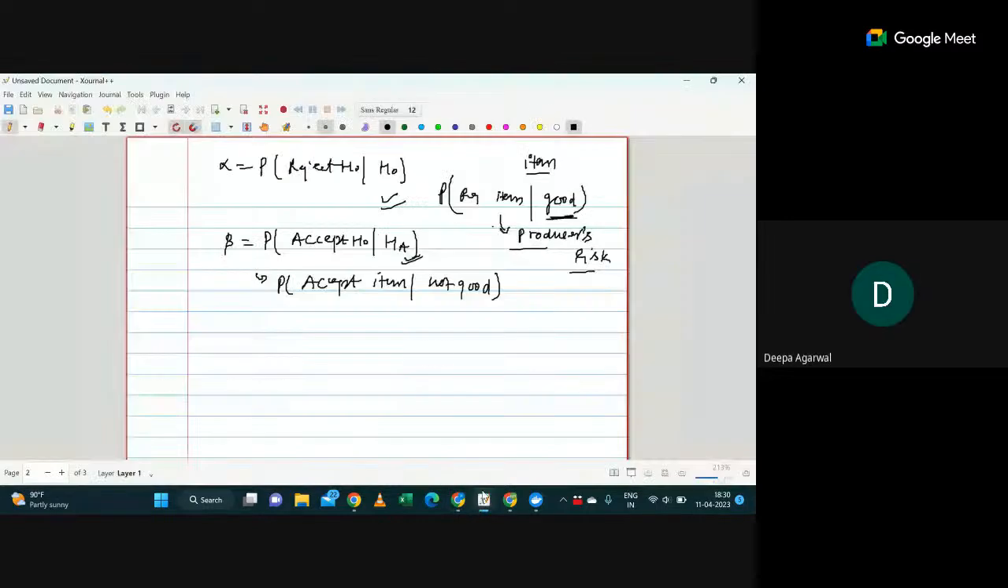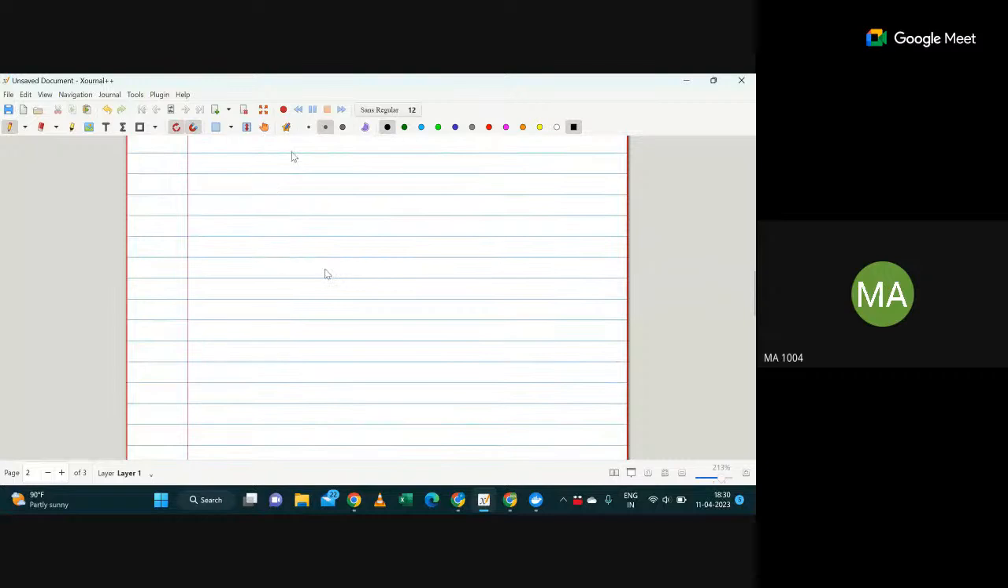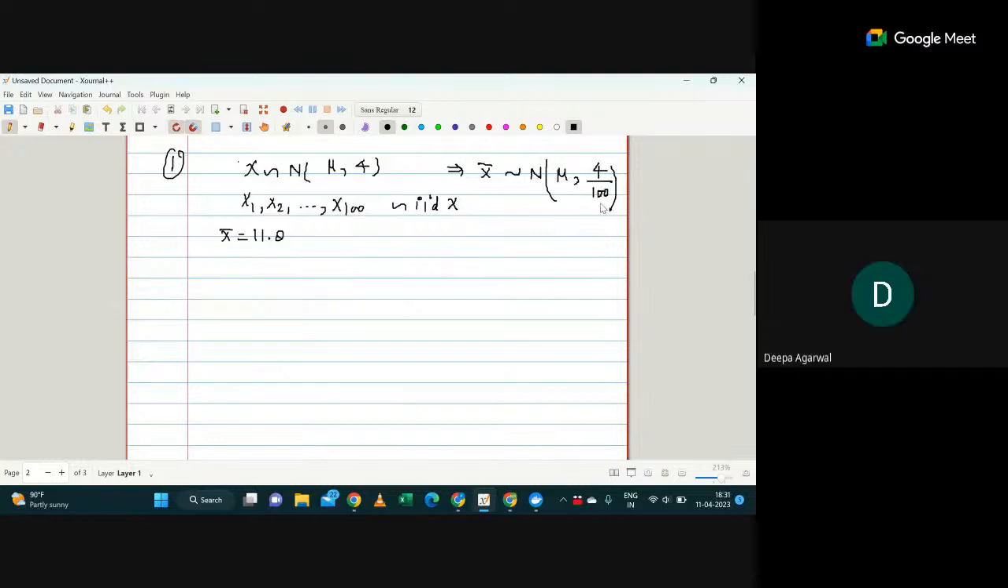So we are using sample mean for the test. Correct. We are going to test for the mean, okay? So we will use the test statistic of X bar. What are the things given to us? X is normal, mu comma 4, right? And there are 100 samples, correct? These 100 samples are following IID X, correct? And X bar was 11.8, correct? Now tell me, if X is following normal mu comma 4, then what will be the X bar? Normal mu comma 4 by root n. Not here 100, right? It will be 100 here, right? Yes, sir. Okay, correct.